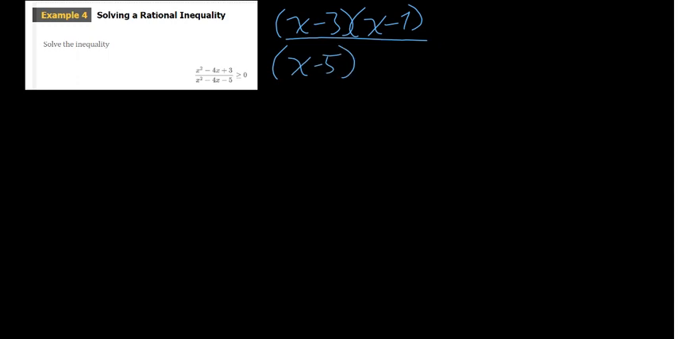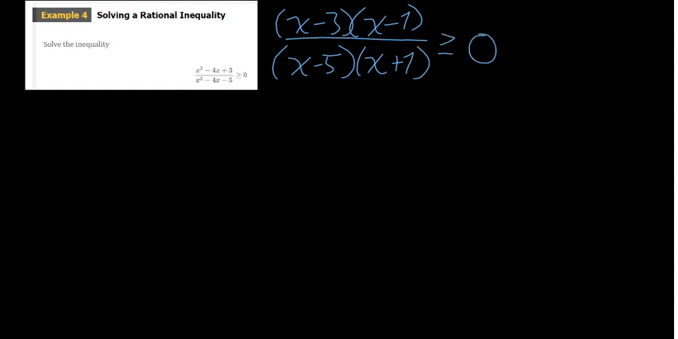Okay, so looks like we can factor these pretty easily, right? My numerator factors into 3 and 1, both negative. And my denominator is 5 and 1. And 1's negative, only 5. So x minus 5 and x plus 1. And that is greater than or equal to 0.